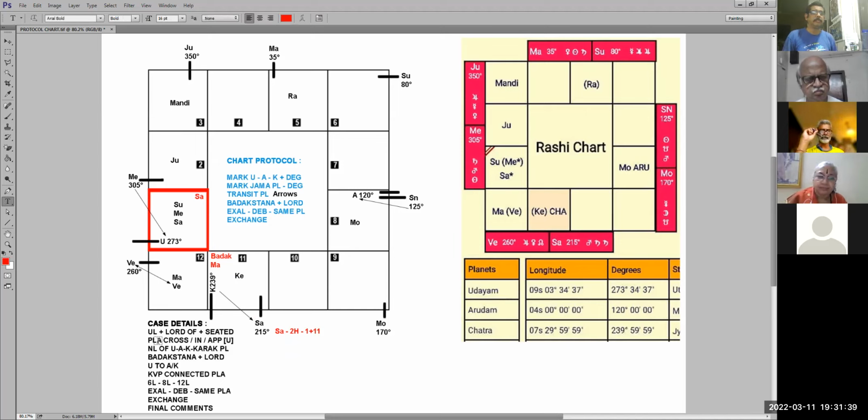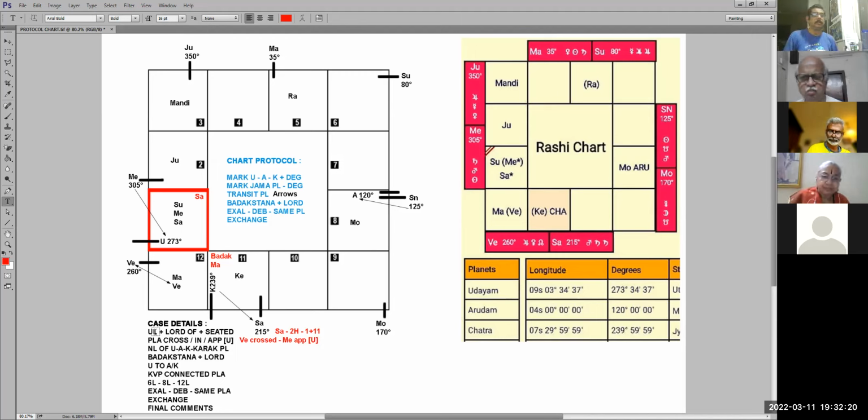Second point is which planet has crossed, which planet is in, and which is approaching Udayam. So if you see Udayam, which planet has gone ahead? Venus has gone ahead, correct? Because it is going in the anti-clockwise direction. So Udayam is 273, so this guy has gone ahead. Mercury is approaching Udayam. There is nothing seated in the Udayam. So basically, if I write over here, I will write that Venus has crossed and Mercury approaching. Got it?